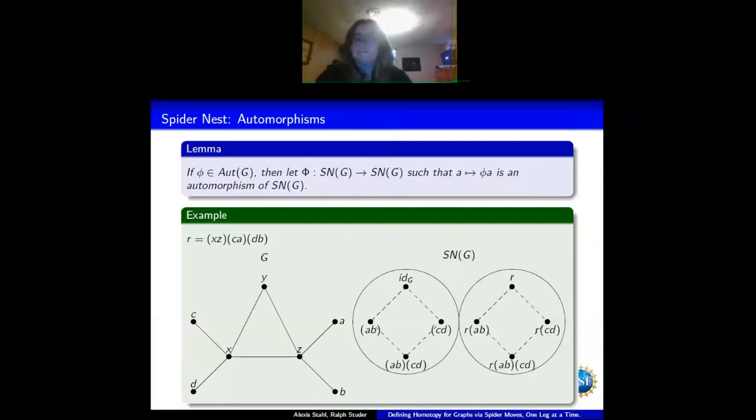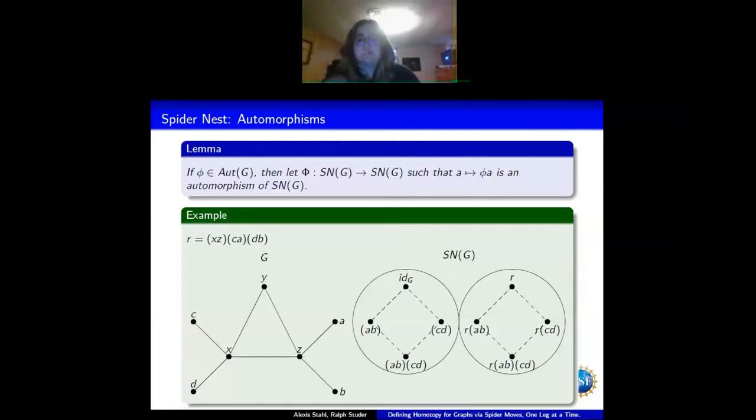get something like CD composed with the identity would give you CD. CD composed with AB would give you ABCD. CD composed with ABCD would give you just AB. And CD composed with CD gives you just the identity. So you can see after composing all of them with CD, we actually still get those same four automorphisms.